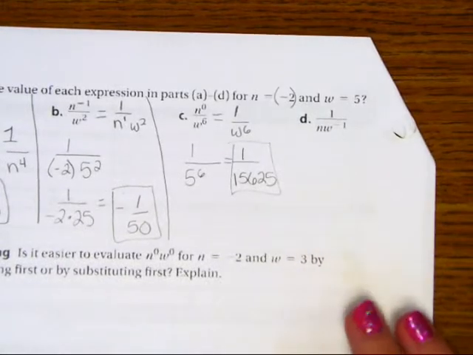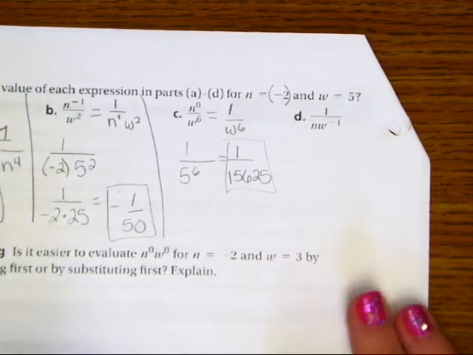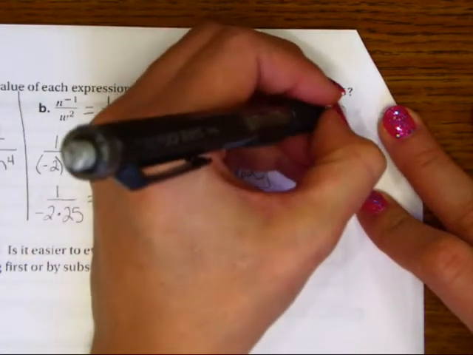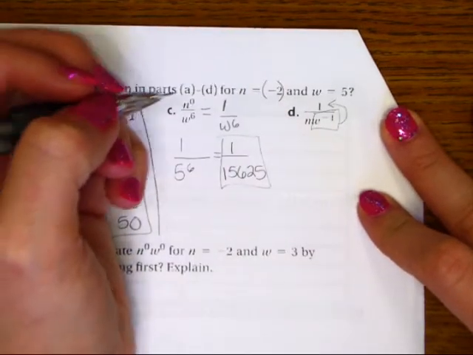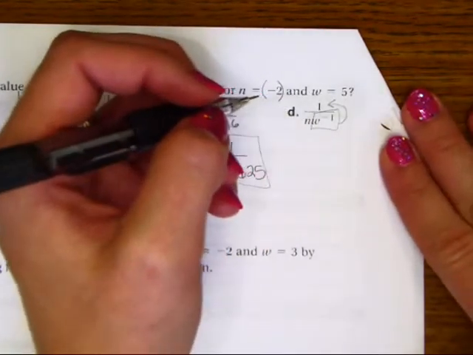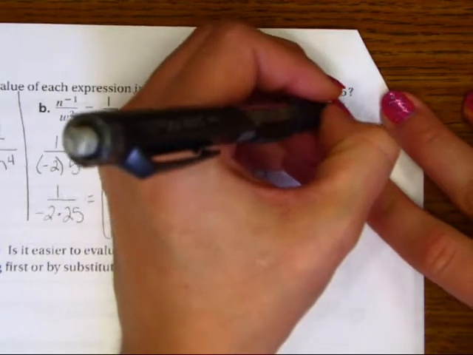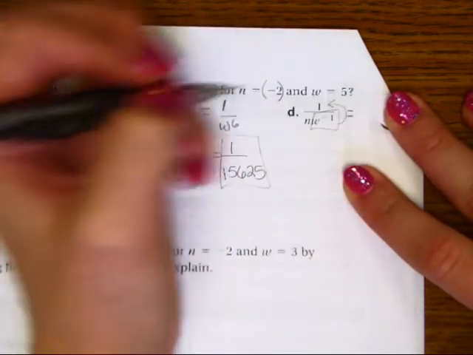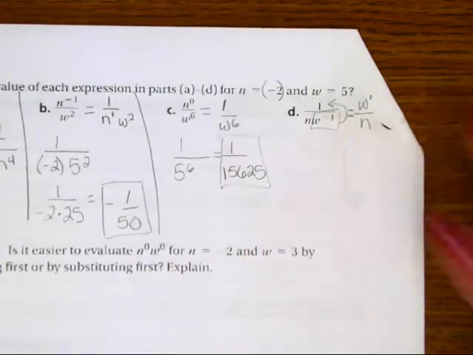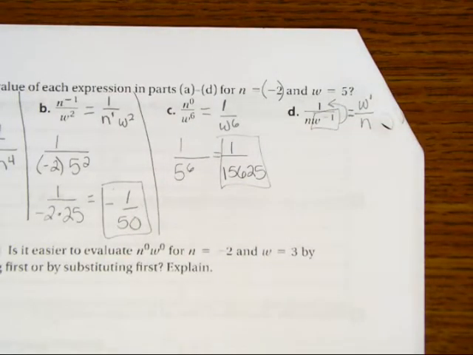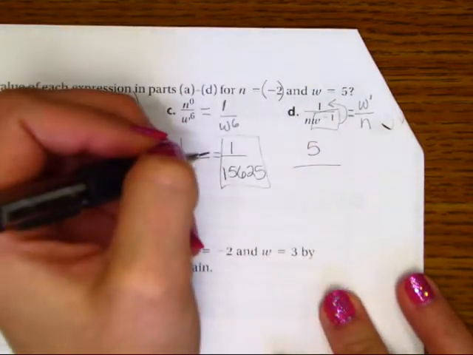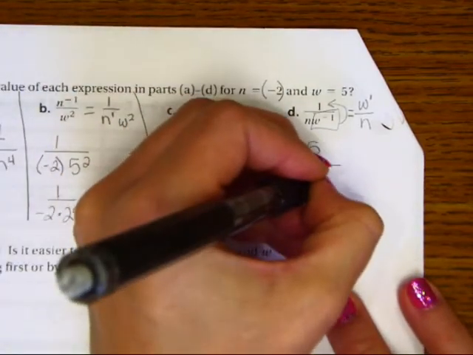The last problem we need to evaluate, okay, is this one right here. The W is not happy on the bottom, so he needs to move to the top and join the 1. Now you can write the 1 in the top, but I hope you know that 1 times anything is just that anything. So this is really a W to the 1st power over an N. Okay? So W to the 1st power would be 5 to the 1st power, or just 5, and N is a -2.